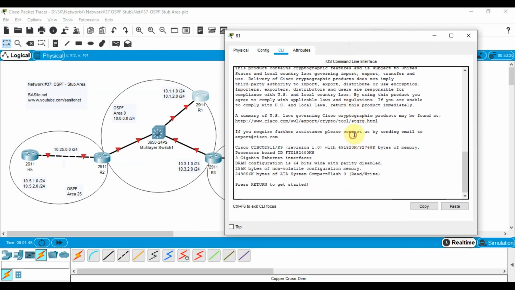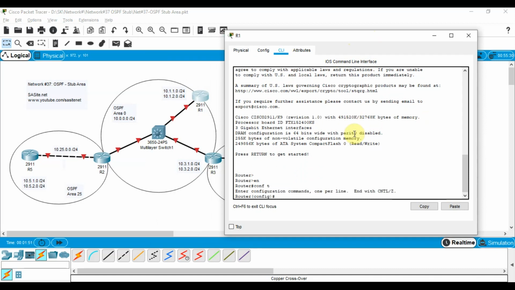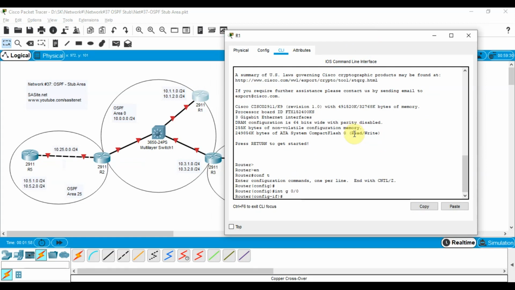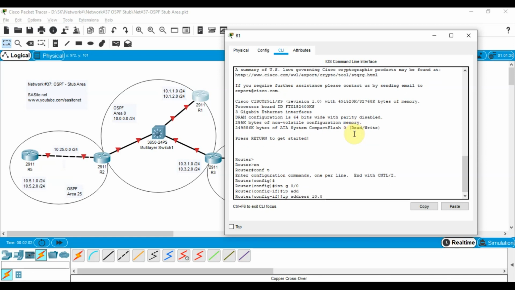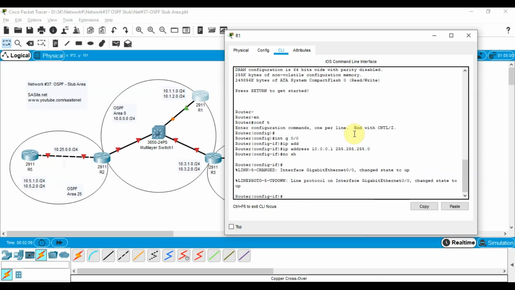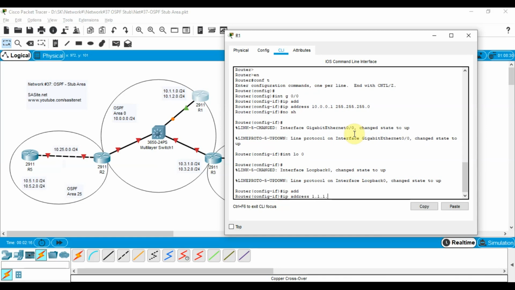So let's connect to our R1, go to privilege mode, global configuration mode, and configure it. Interface gig 0/0, which is connected to OSPF area 0. IP addressing is very simple: 10.0.0.1, representing router 1, /24. No shut, so the interface is up. Interface loopback 0, just configure loopback 0 with a /32.